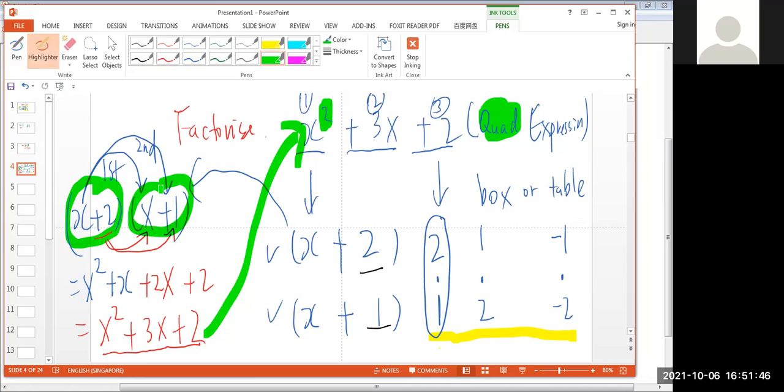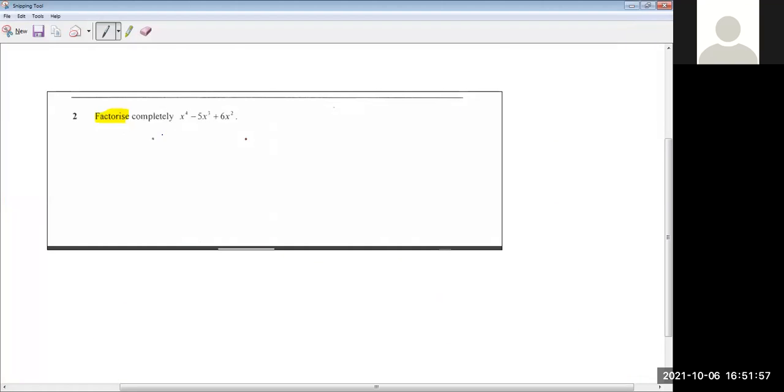I'm going to do another question. I hope you can see the question. What you start with is x to the power of 4 in this case. So this is x to the power of 4 minus 5x to the power of 3 plus 6x to the power of 2. Okay, what is common among these three?